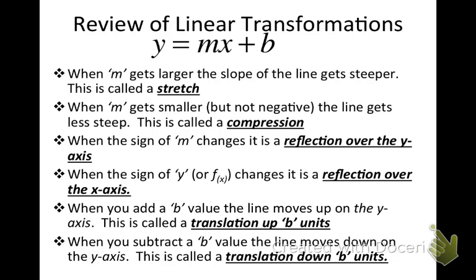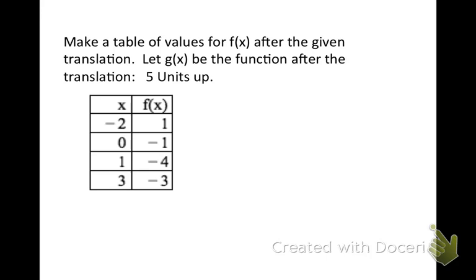All right, and here's how we're going to use some of this. I would like you to make a table of values for f of x after the given translation, and let g of x be the function after the translation. The translation is 5 units up. Well, 5 units up, if you look back on your review from the last slide, means that you added a b value of 5.